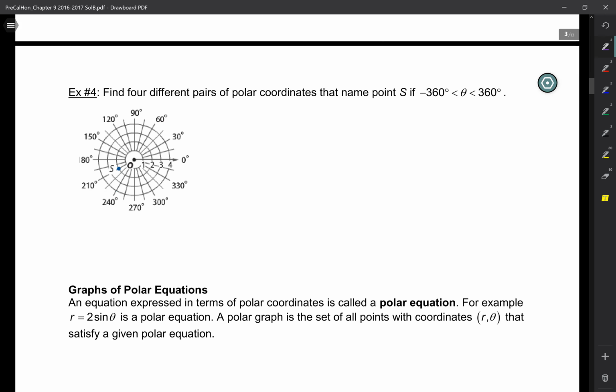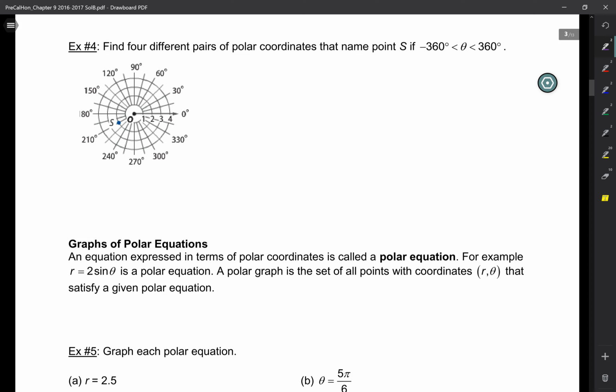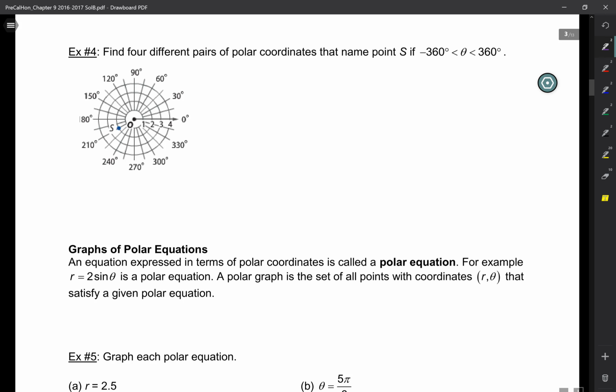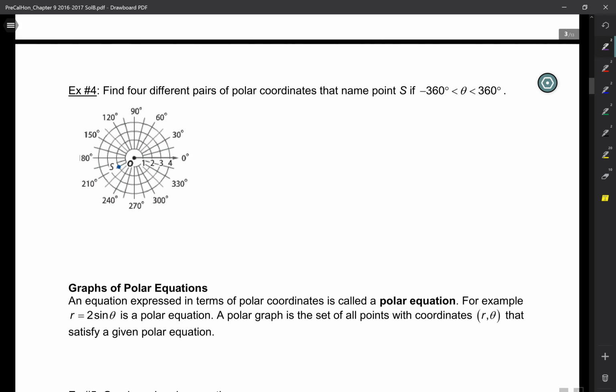All right, so here we go. Here's a point S. Can you guys see where the point S is? Right, so here's a point S, and it says to find 4 different coordinates to name point S. The only thing is theta has to be between 360 and negative 360. So let's do the first one. The first one is just like where you see the angle, right? So R happens to be what here? It looks like it's 2, because it goes from the center 2 and 210. So that's the first one, okay?